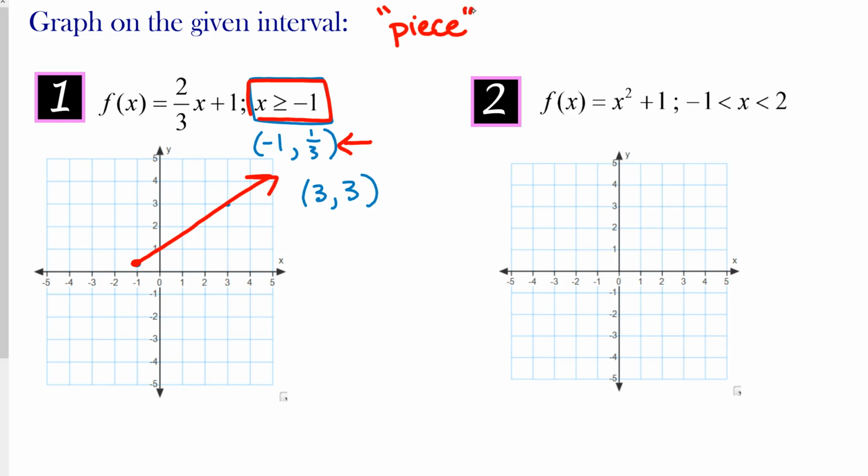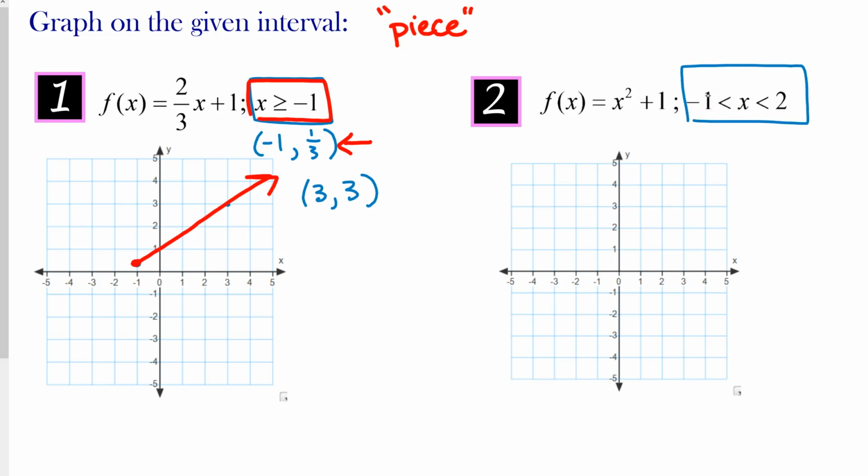Okay, let's try number 2. So this time we're going to graph a piece of f of x equals x squared plus 1. So this is going to be a squaring function, and because of the plus 1 it has been shifted up 1. And so let's go ahead and not plot the whole parabola, but just the piece that goes from -1 to 2. The x values go from -1 to 2.